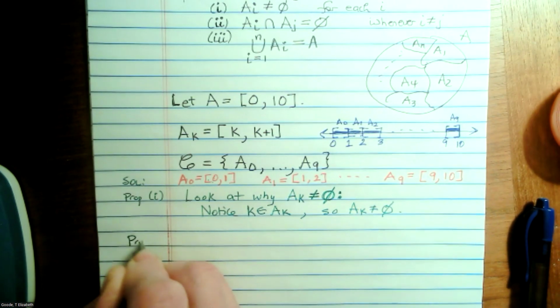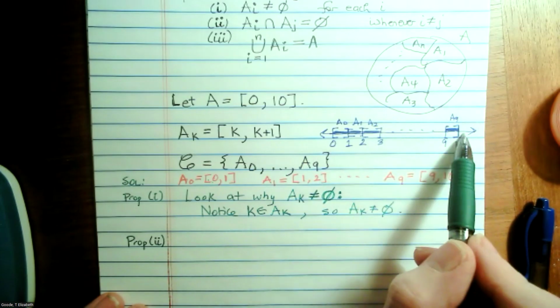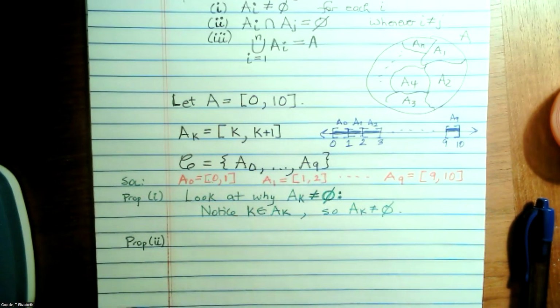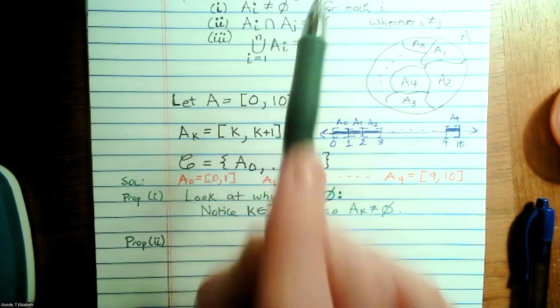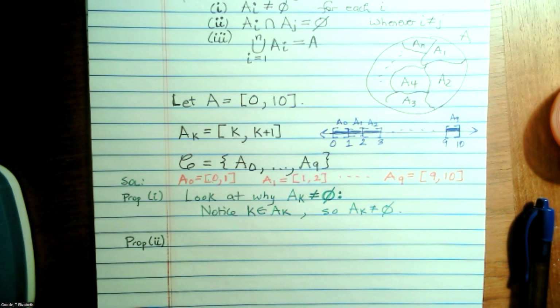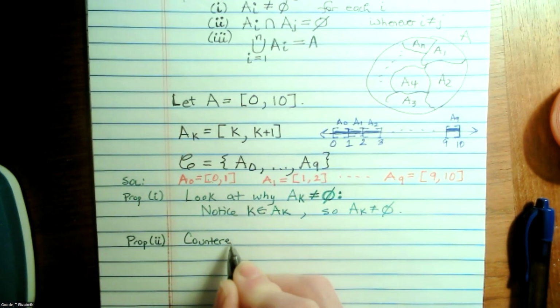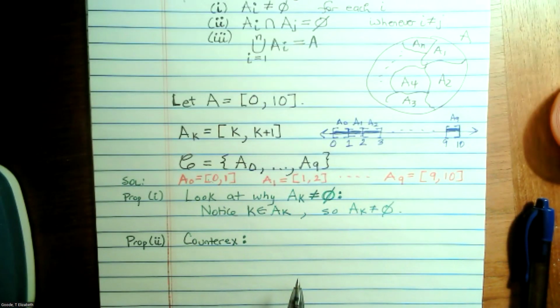Now let's think about property two. So drawing this little picture helped. Realizing that the endpoints are included is certainly going to be critical here. If we take any two of these, A_i and A_j, and intersect them, look at their intersection, is that always guaranteed to be empty? No. Good. So give me a counterexample. Just pick your favorite A sub i and A sub j that are between 0 and 9. Pick two where you know that their intersection will not be empty.